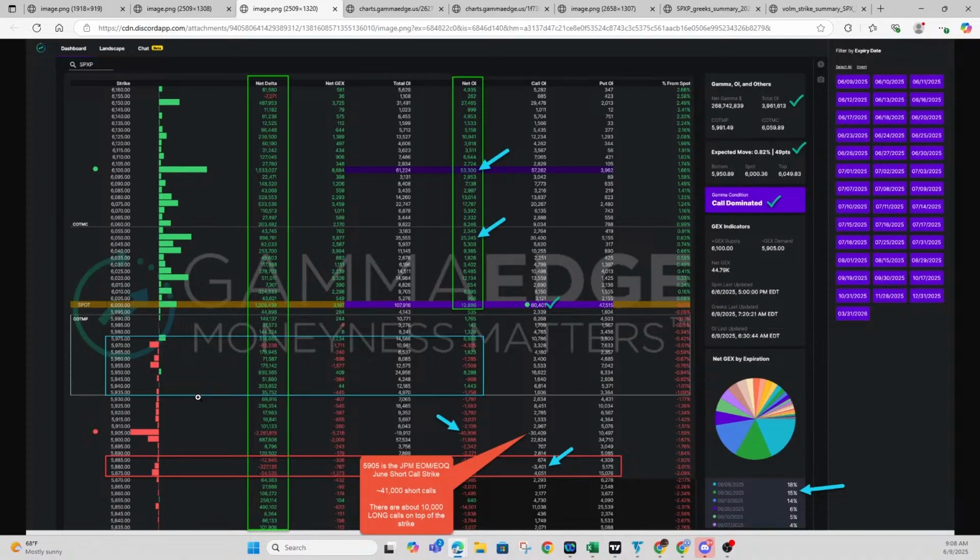And then we have our GEX and DEX transition. The white box is the GEX transition. The blue or cyan box is your DEX transition, the delta transition. So again, we want to have spot price above those to be in a more supportive, positive call dominated gamma environment. Also, if we're within the overall transitions, that is not necessarily a bearish state. It just indicates we could see a little more uncertainty and choppiness.